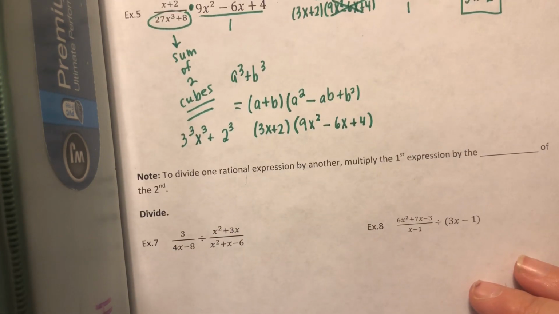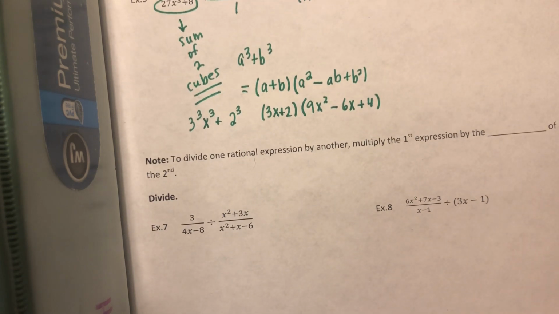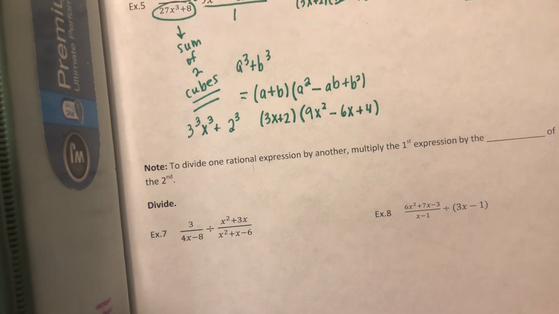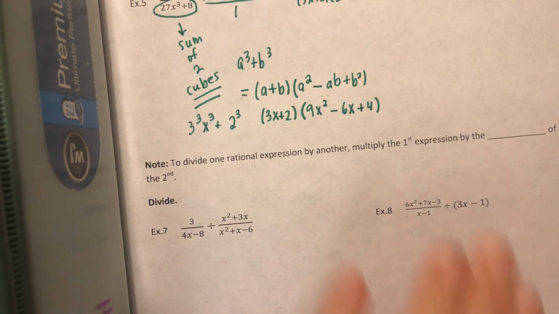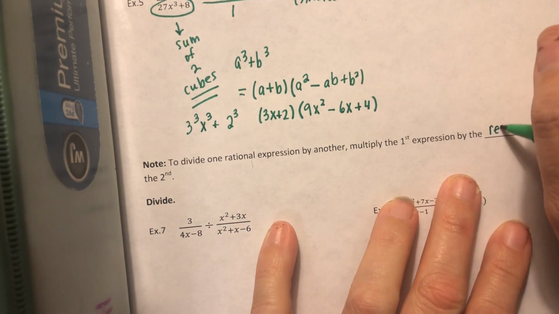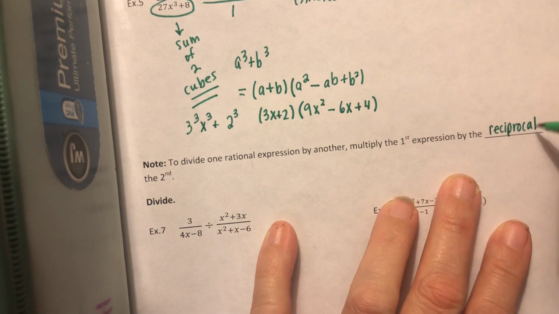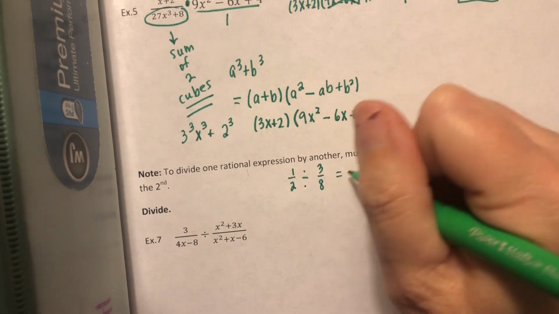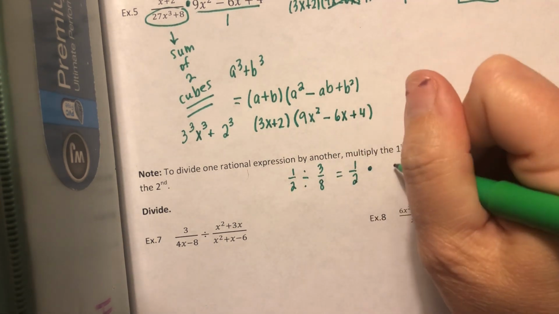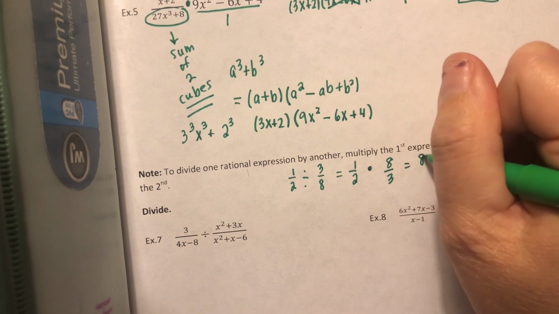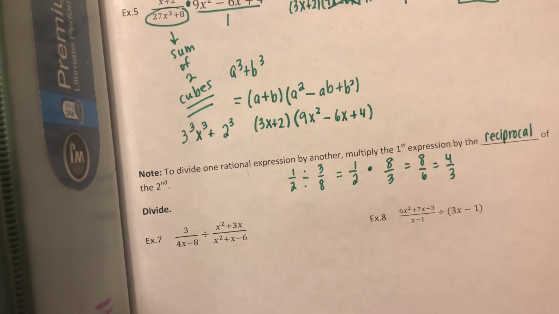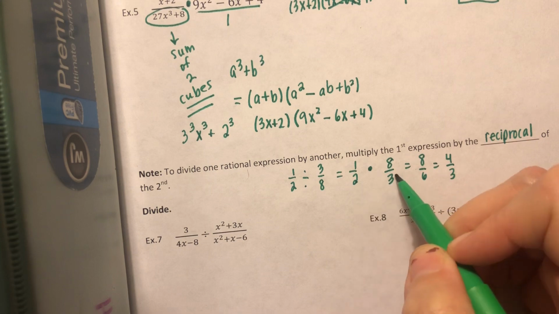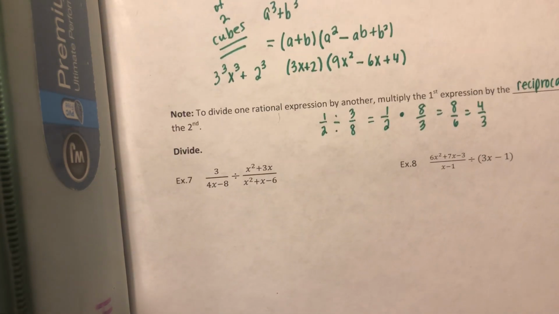Okay, the end of this lesson is going to be not bad because it's division. So if you remember to divide one rational expression by another, so even when we divide fractions, remember the KFC? So you're going to multiply the first expression by the reciprocal of the second. So just a quick example, if we had 1/2 divided by 3/8, this would become KFC, right? So this would become 8/6, which would be 4/3. So you keep the first fraction, flip the second fraction, and make sure you multiply.